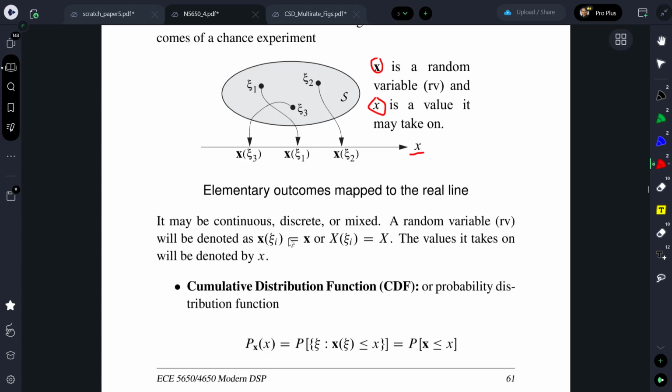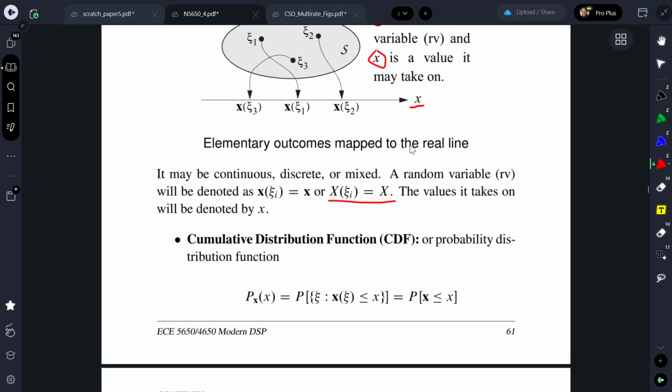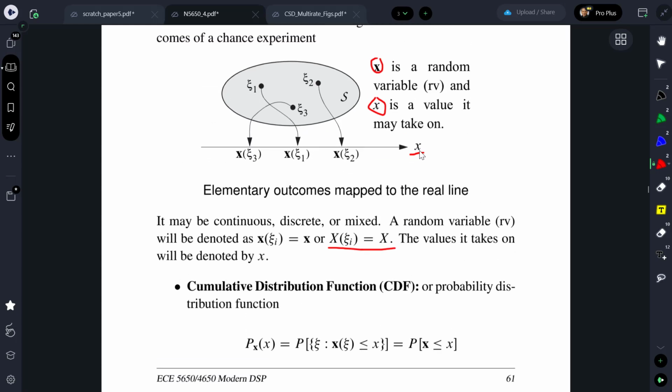Now, not all books go with that notation. The alternate notation that a lot of other books like to use, when they're talking about a random variable, is a capital X to denote the random variable, and then the lowercase x, just like we have up here in the math font, is the value that it takes on.